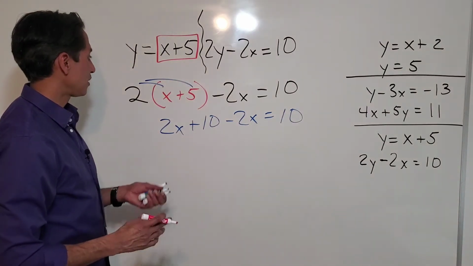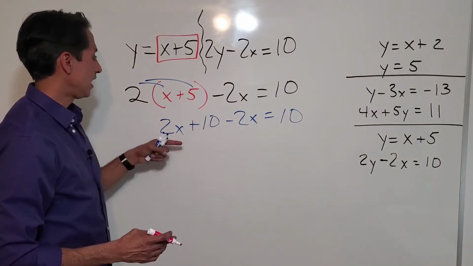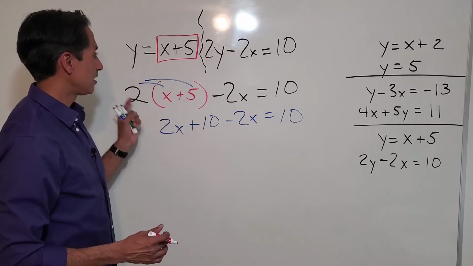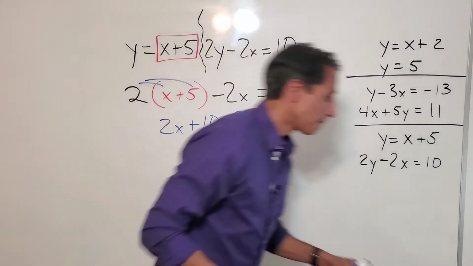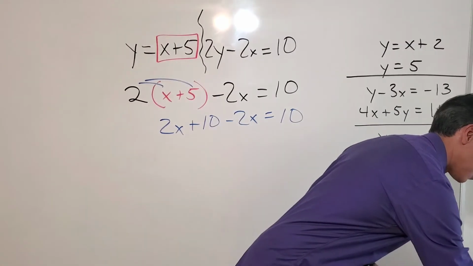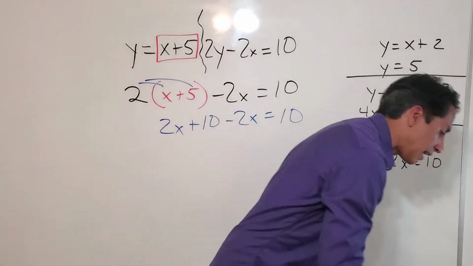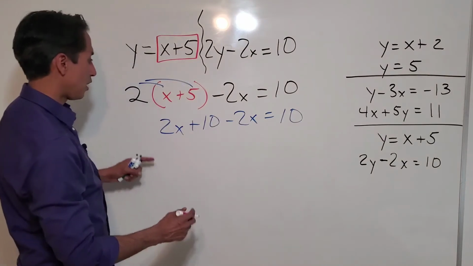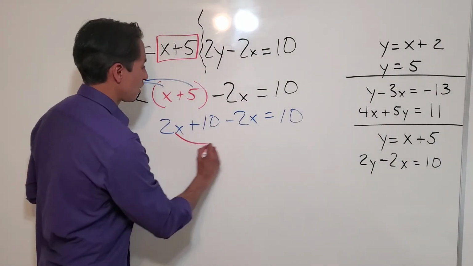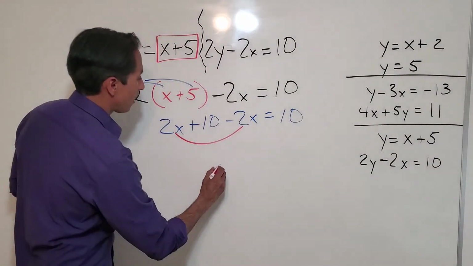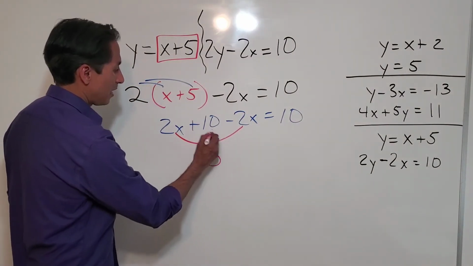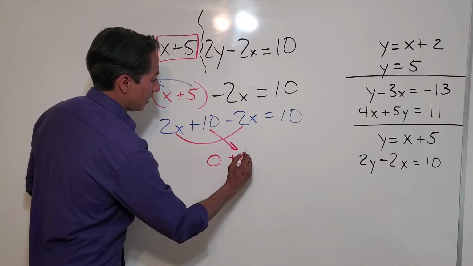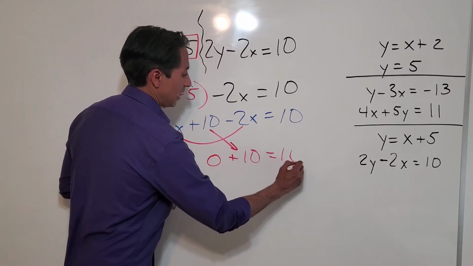Let's see here. So I got 2x, 10, 2x, 10. This guy's already looking like a special situation. So let me just double check over here. And so what do we end up with? Well, if I combine my like terms, 2x minus 2x is 0. And so what do I end up with? I end up with a 10 equaling a 10.